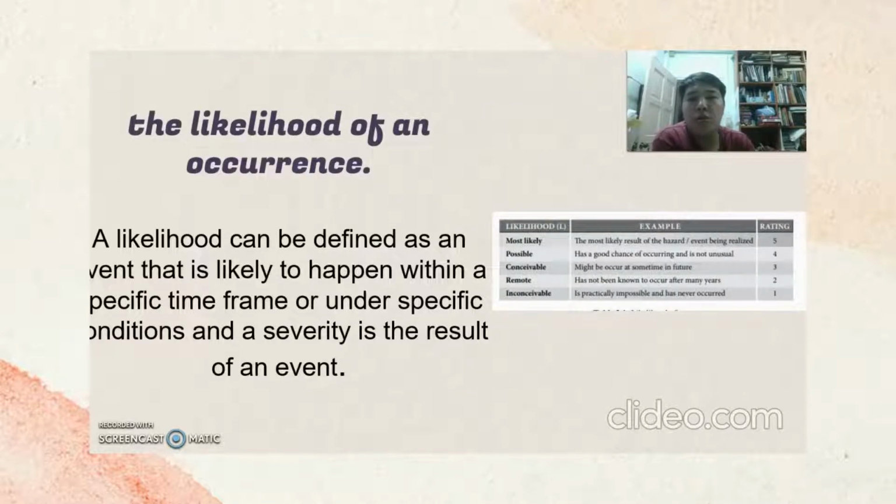Alright. So the likelihood of an occurrence has 5 types, which are most likely, possible, conceivable, remote, and inconceivable. So it has ranking from 5 to 1. As you can see here, the most likely result of the hazard is most likely, which is 5, and inconceivable is practically impossible and won't happen, which has the rating of 1. Likelihood can be defined as an event that will happen within a specific time frame or under specific conditions.